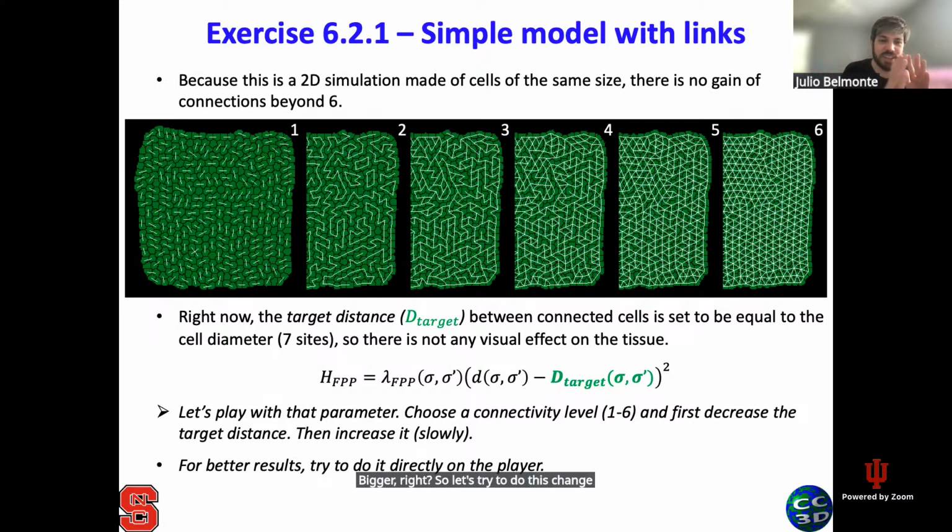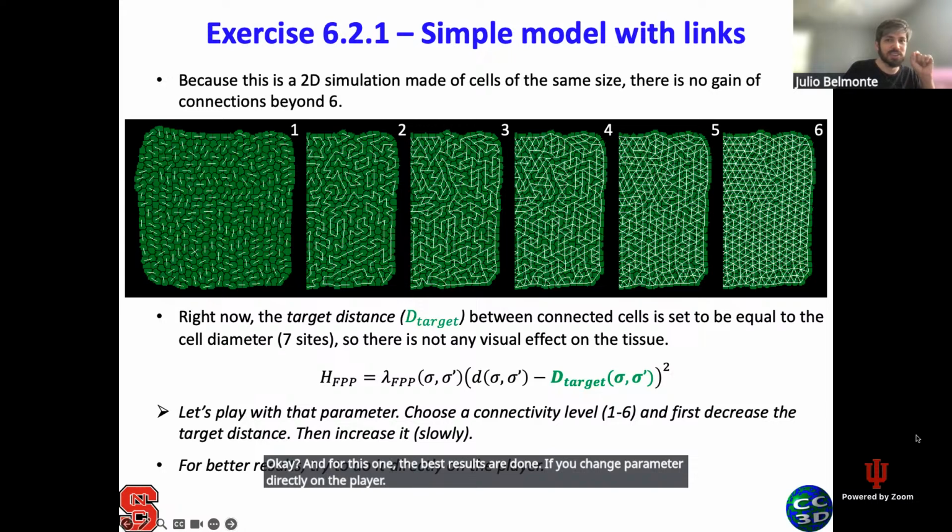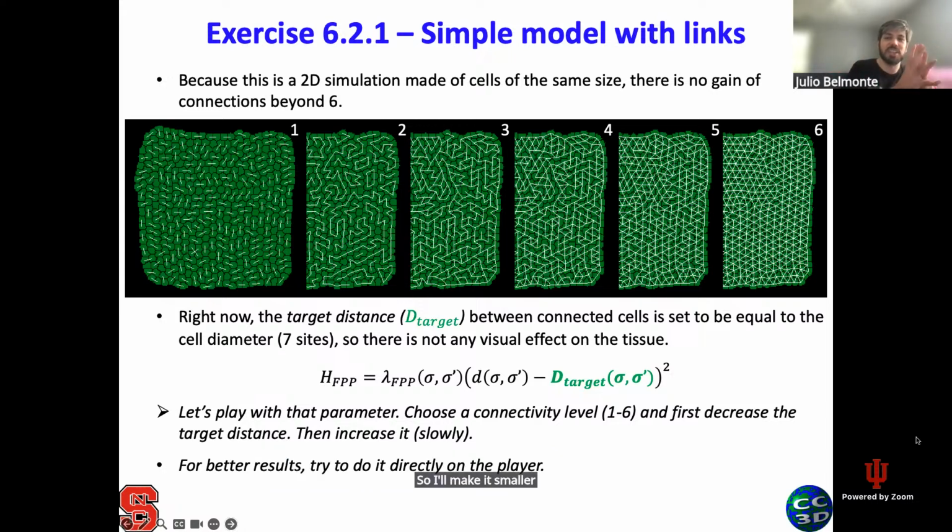Now let's play with the target distance parameter, okay? And for this one, the best results are obtained if you change the parameter directly on the player. Right. So make it smaller first and then make it bigger. Okay. And then tell me in the chat what happens when you make it smaller and what happens when you make it bigger.